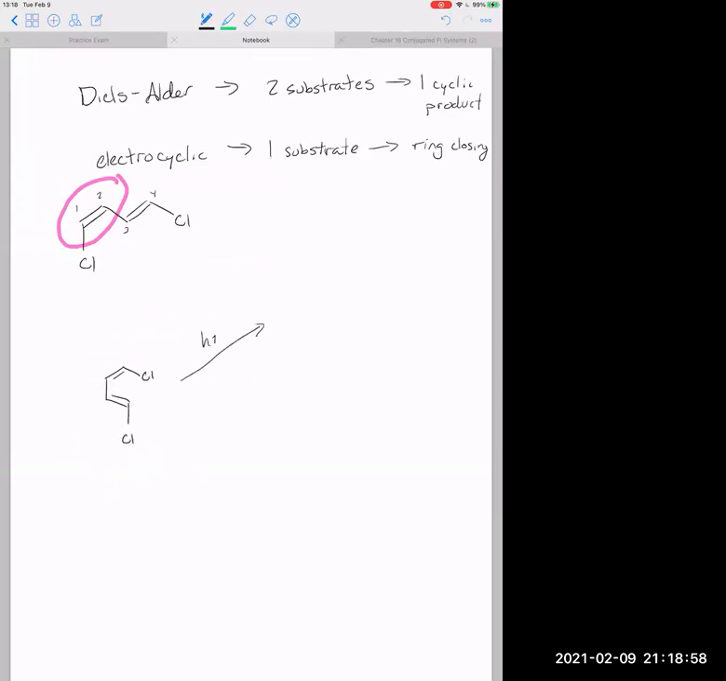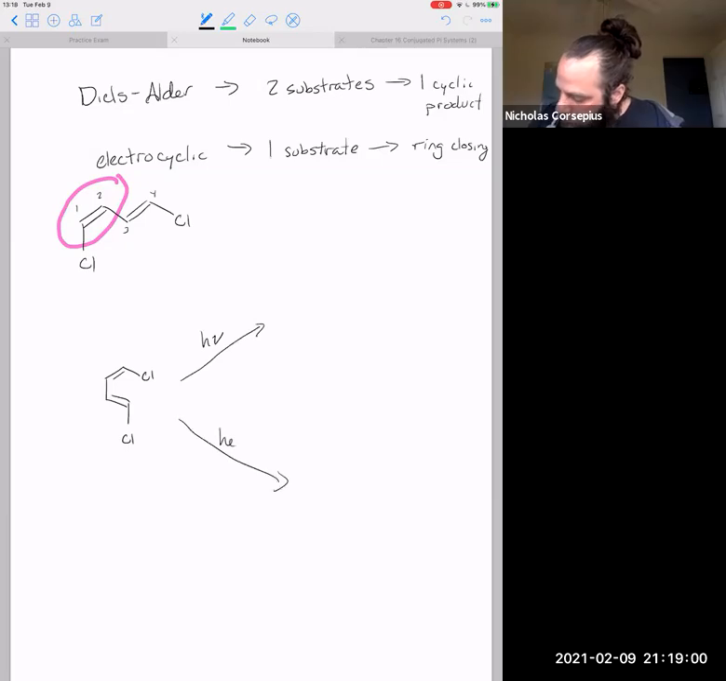Okay, so everybody give me the two products that you would get first if you reacted this molecule with heat, and then if you reacted it with light.